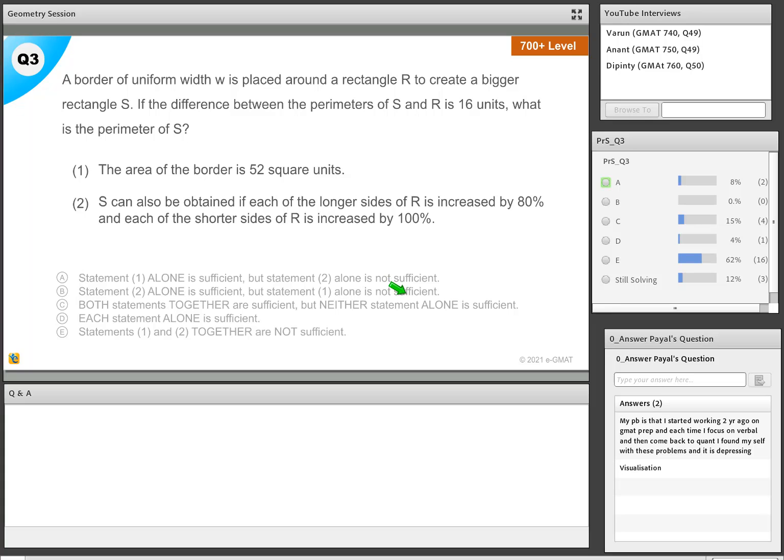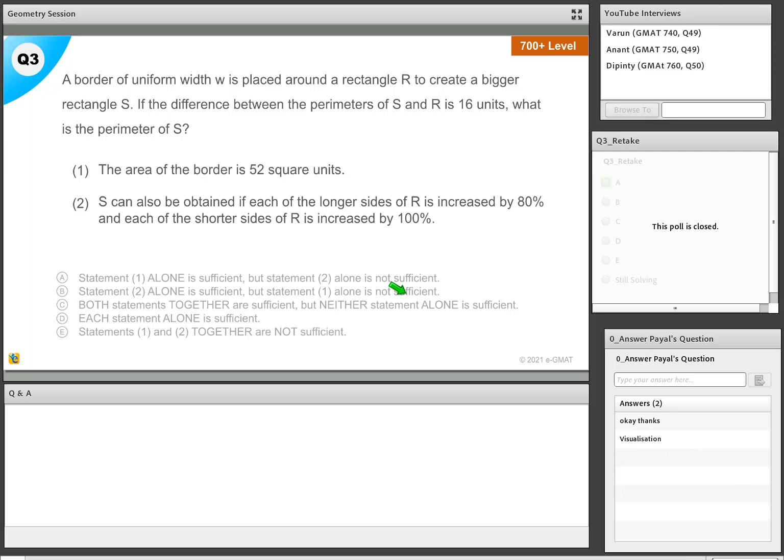Okay. Now let's come back to this question, and I'm going to have you guys retake this question here. So click on still solving, please. Apply your understanding of how you approach the previous question. Okay. And then solve this question, please.